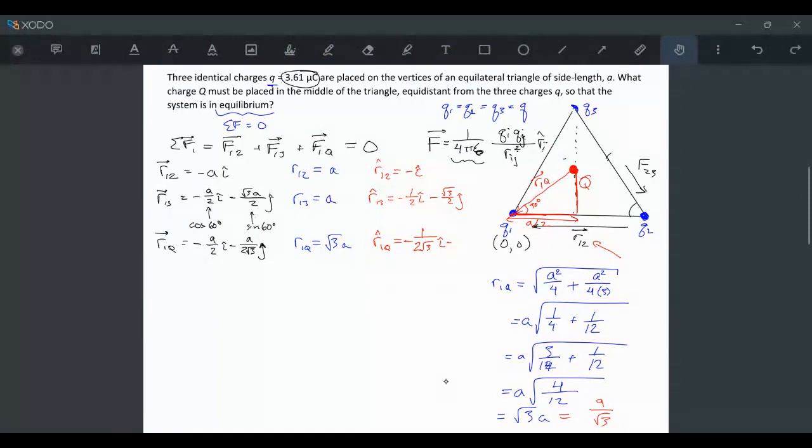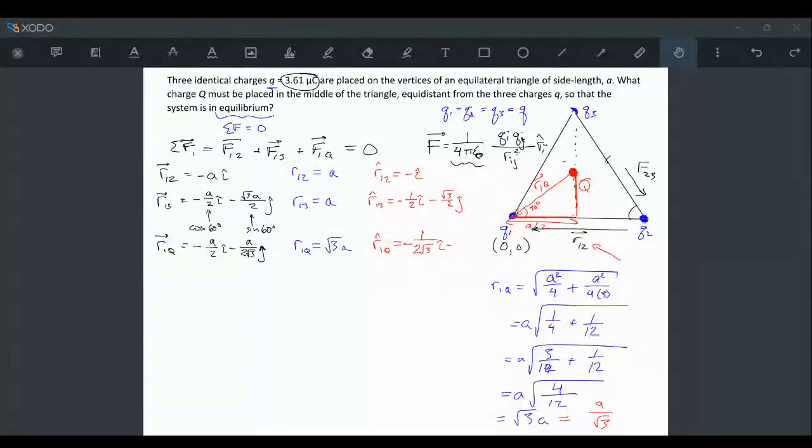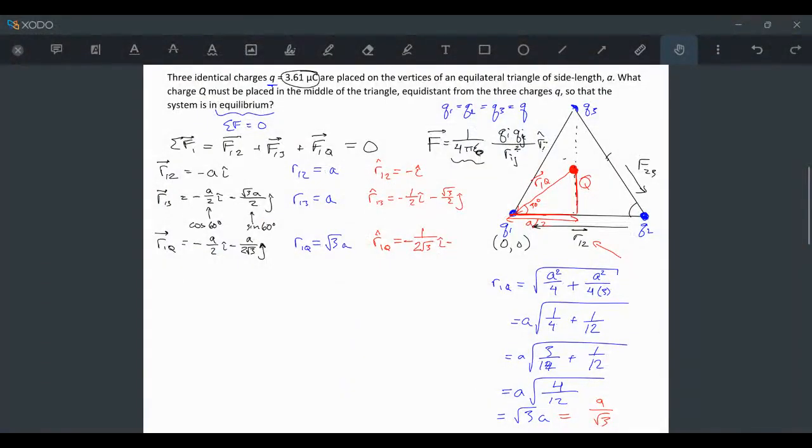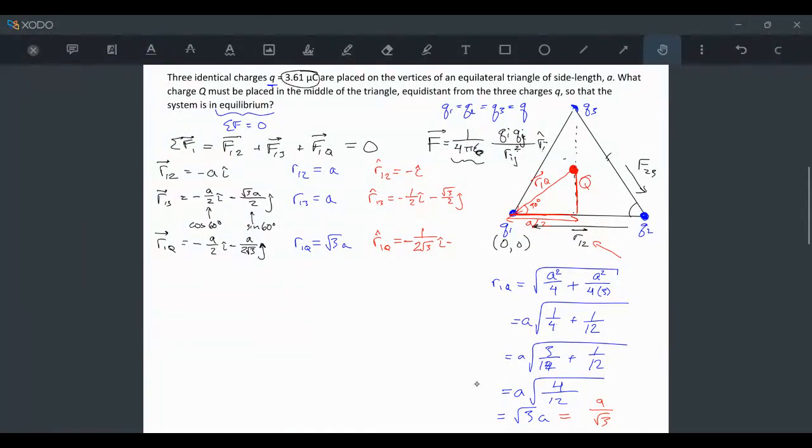Okay, so I made a boo-boo here that I denoted. This is A over 3. So let's change back to blue.